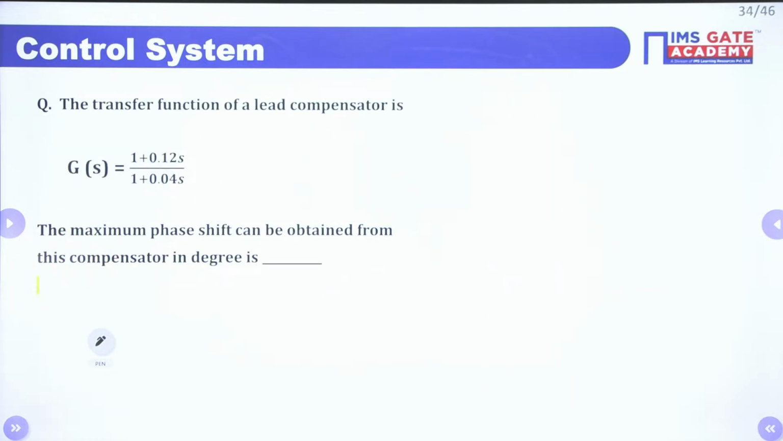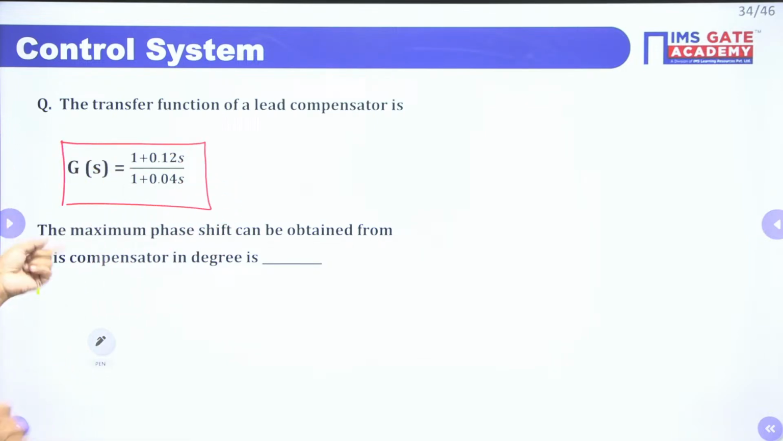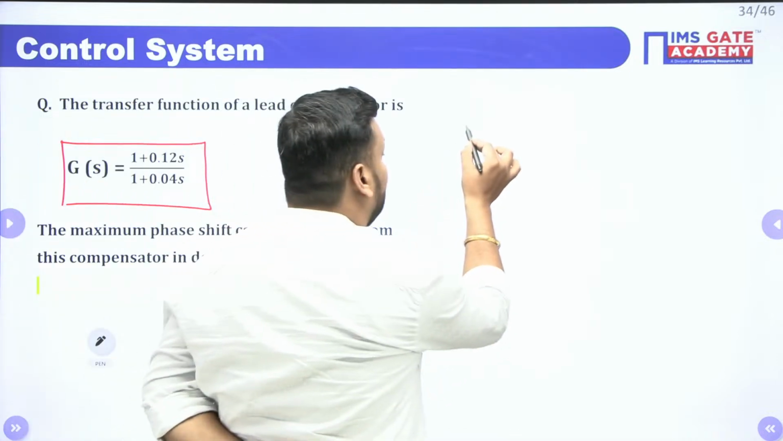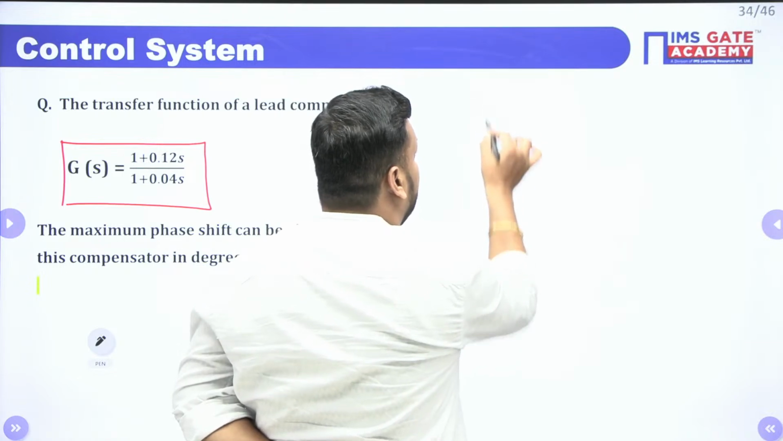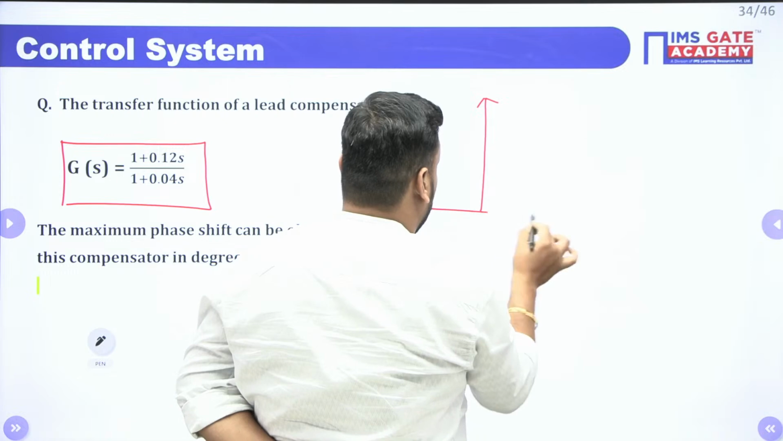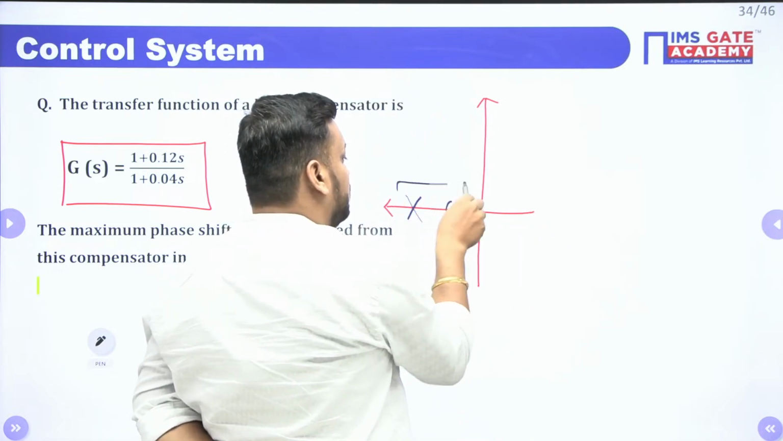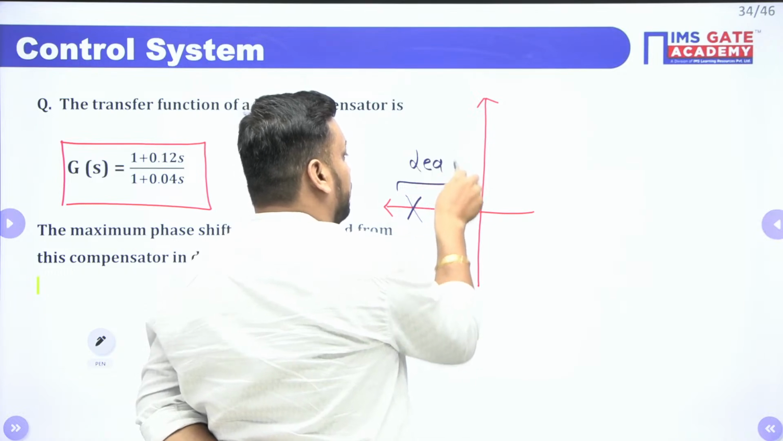Now go for the next. The transfer function of a lead compensator is given, bachcho. The examiner is asking for the maximum phase shift that can be obtained from this compensator in degrees. How many of you remember, in the lead compensator, the pole zero diagram? In the lead compensator, pole is always leading. So this is the structure of the pole zero location of the lead compensator.